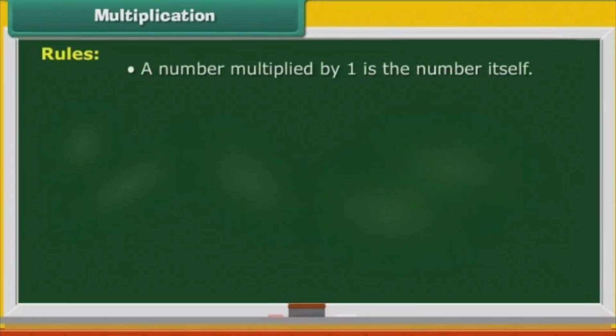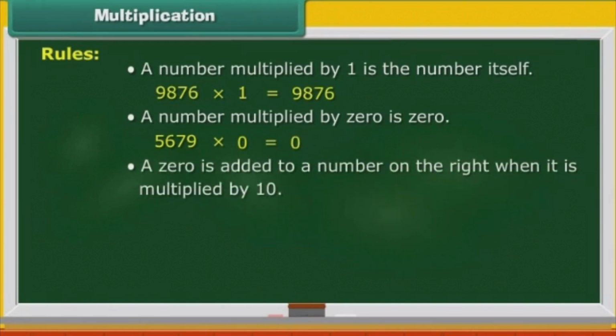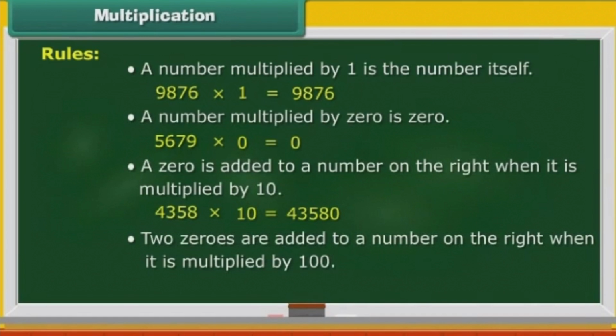A number multiplied by 1 is the number itself. 9876 multiplied by 1 is equal to 9876. A number multiplied by 0 is 0. 5679 multiplied by 0 is equal to 0. A 0 is added to a number on the right when it is multiplied by 10. 4358 multiplied by 10 is equal to 43580. Two zeros are added to a number on the right when it is multiplied by 100.